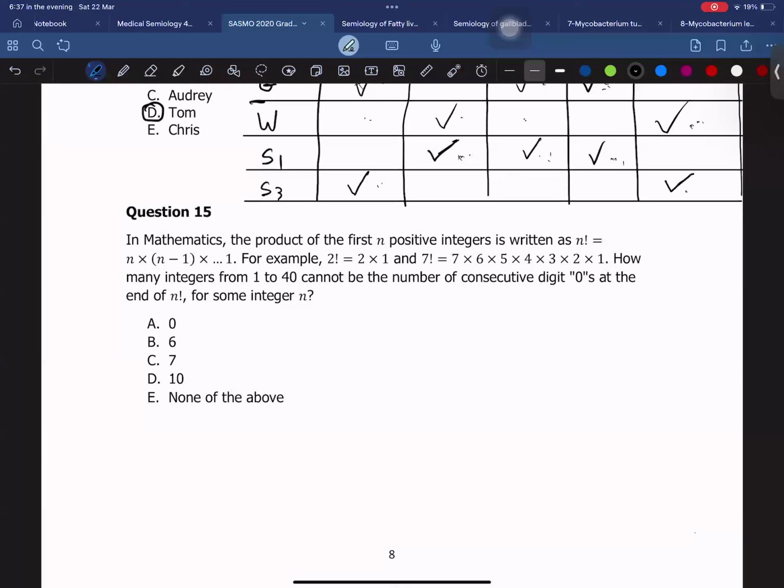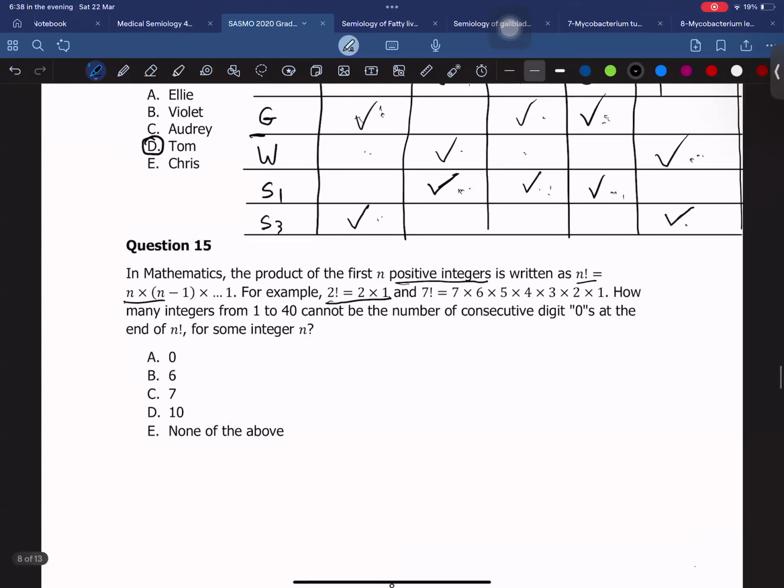In mathematics, the product of the first n positive integers is written as n factorial, which means, as I explained earlier, n times n minus 1 times and so on until 1. For example, 2 factorial is equal to 2 times 1. 7 factorial is equal to 7 times 6 times 5 times 4 times 3 times 2 times 1. How many integers from 1 to 40 cannot be the number of consecutive zeros at the end of n factorial for some integer n?